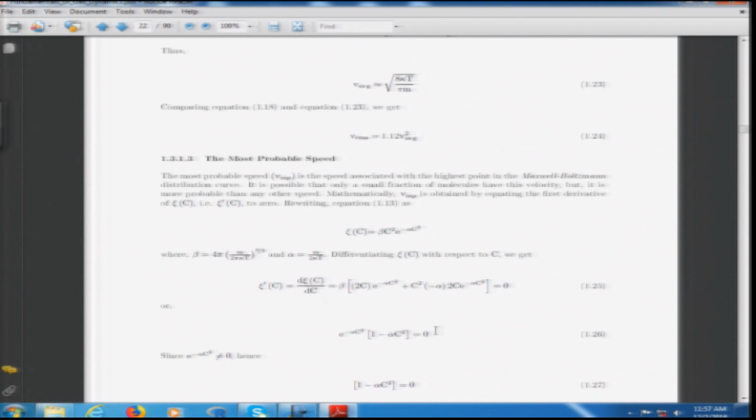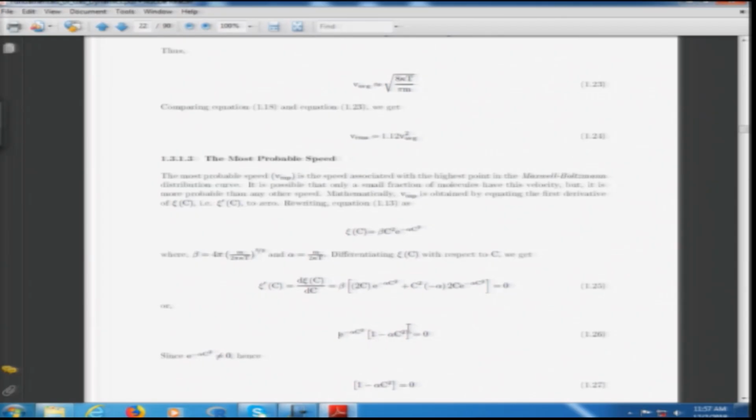So let us see that if we solve it, then we can take e to the power minus alpha c square common, and then there are two terms remaining. First is e to the power minus alpha c square, and second is 1 minus alpha c square equal to 0. Note that the first term cannot be 0, because even though c is equal to 0, the maximum value, we know that e to the power 0 is nothing but 1. Since this cannot be 0, always a positive quantity, the only option left is that we have 1 minus alpha c square equal to 0.